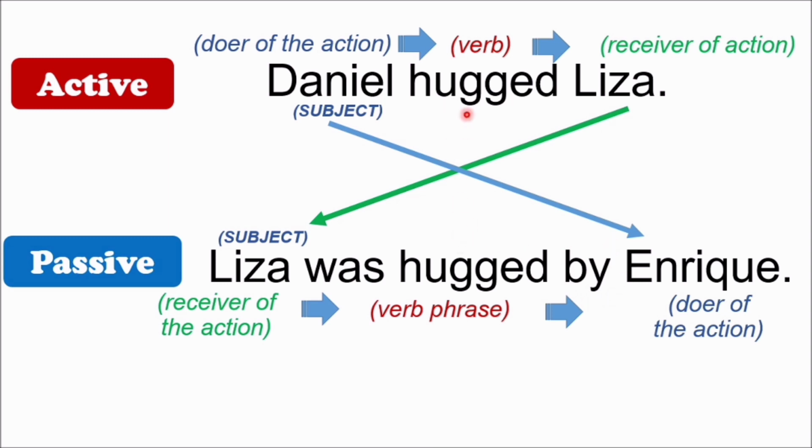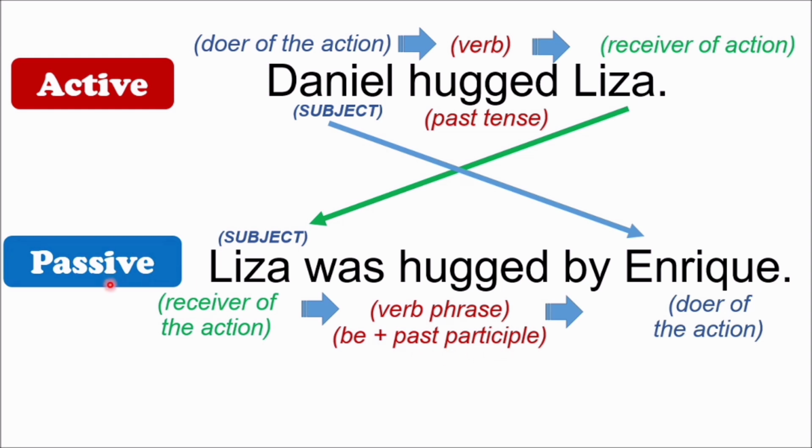Now let's focus on the main verb. Why? Because we're talking about voice of the verb, okay? In active voice, you will see it only has the main verb hugged, okay? With ed, therefore it is in past tense, okay? Now look what happened to our verb in passive voice. It now transformed into a verb phrase, right? Okay, when we say verb phrase in passive voice, it is always a combination of the verb be plus the past participle of the main verb.